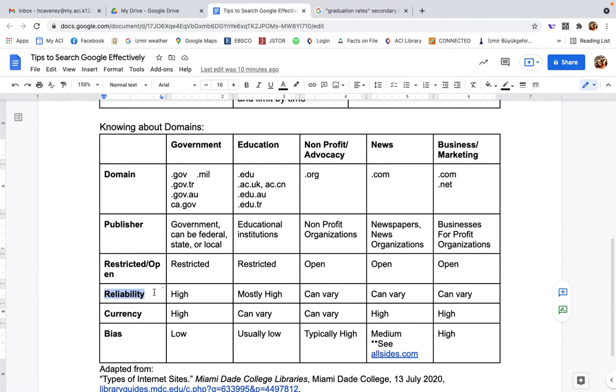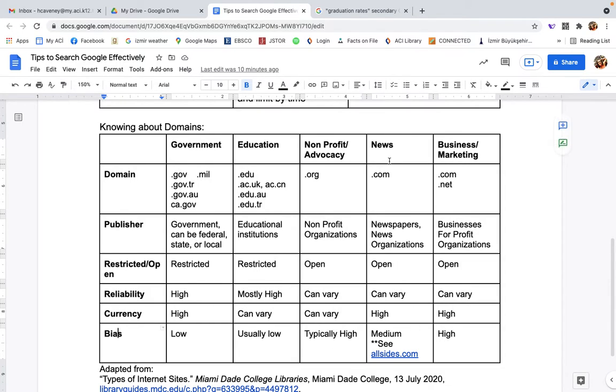I want you to look at this. Reliability. Generally, government sites are considered to be pretty high reliability. Education, mostly high. Whereas you can see .coms, it's going to vary. There's less reliability on these, okay? But it also addresses currency and bias, okay?